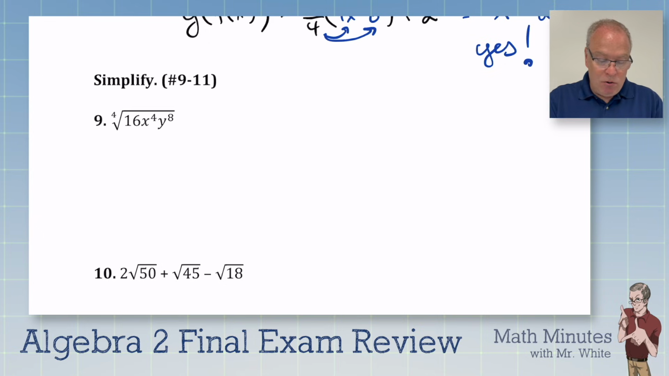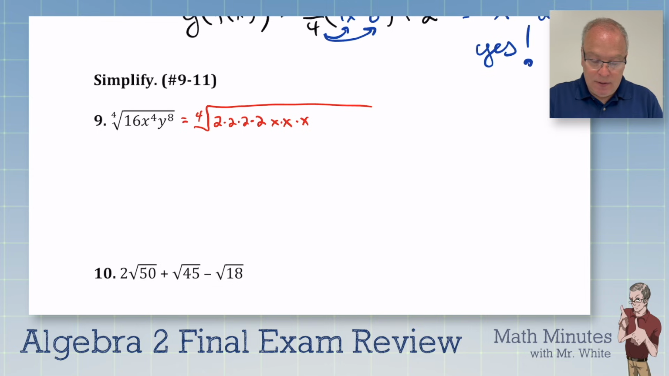Now, to simplify a radical, I've got a couple different videos on this because there's one really great way to do this. It's called finding pairs. But since this is a fourth root, we're going to find groups of 4. So for this very first problem here, I'm going to tear this apart for you. This is 2 times 2 times 2 times 2. This is x times x times x times x. And then for saving some time here, I'm going to write y to the 4th times y to the 4th.